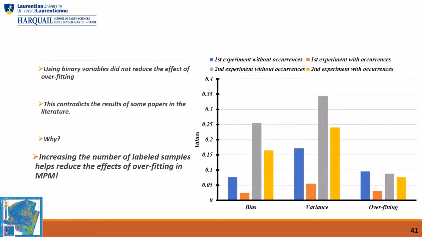When we measure the overfitting of different models, what we can understand is that the model that uses both mineral deposits and occurrences is the most effective one, because for sure it has the minimum value of bias, variance, and also overfitting. The model that uses only binary variables didn't work really well in this study. So what we can understand here is that increasing the number of labeled samples can really help reduce the effects of overfitting in mineral potential mapping.